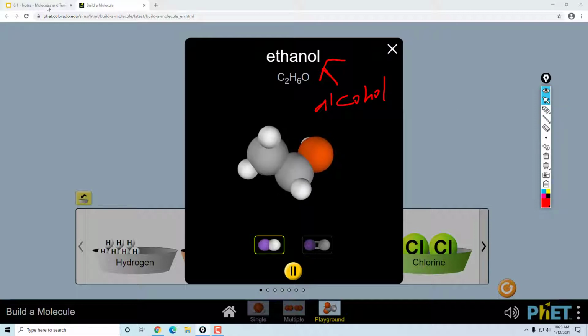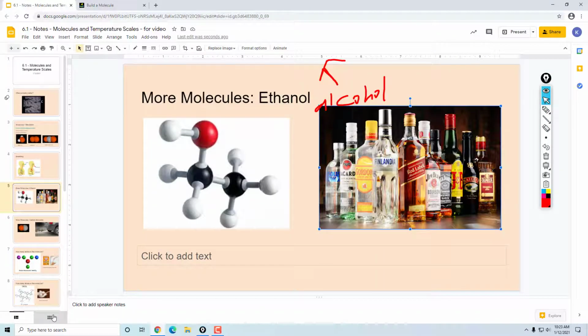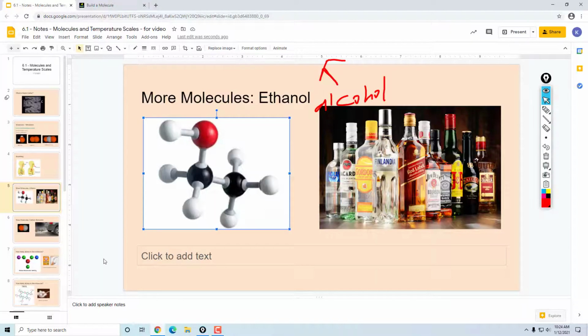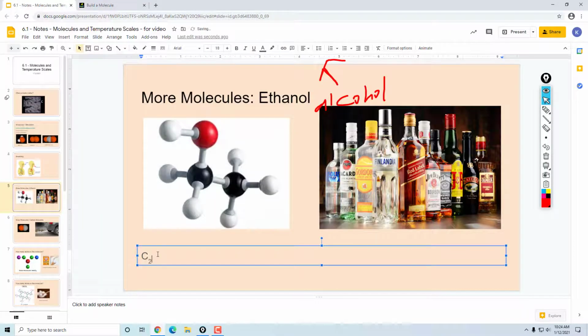So the reason why people drink alcohol is because inside it contains ethanol. As we can see, ethanol is C2H6O. You can write it this way, C2H6O. You can also write it as C2H5OH. They're both correct. And that's one ethanol molecule. That's what makes alcohol addictive.